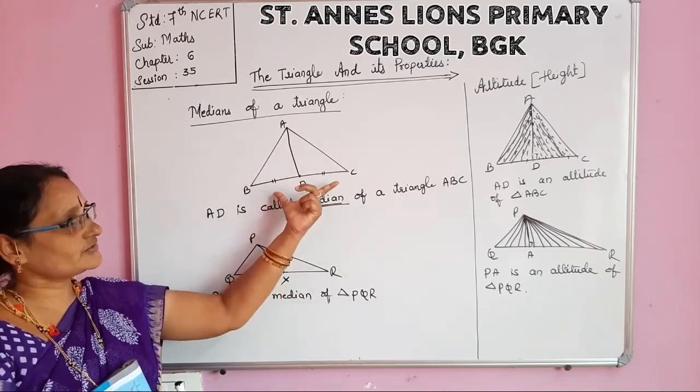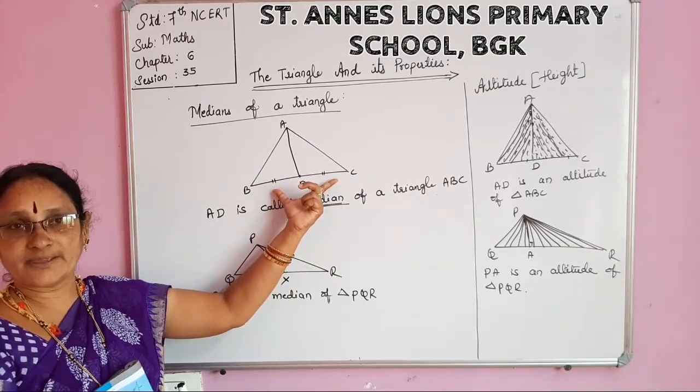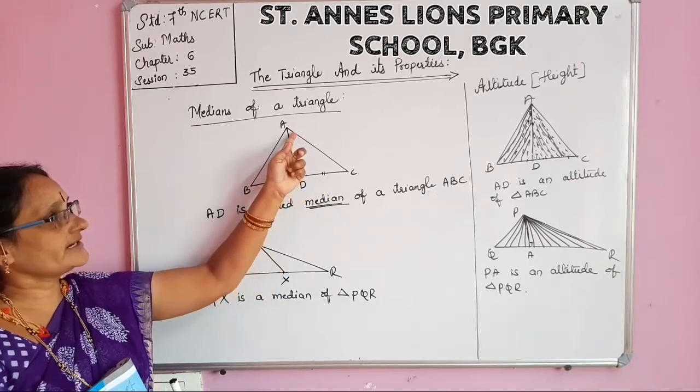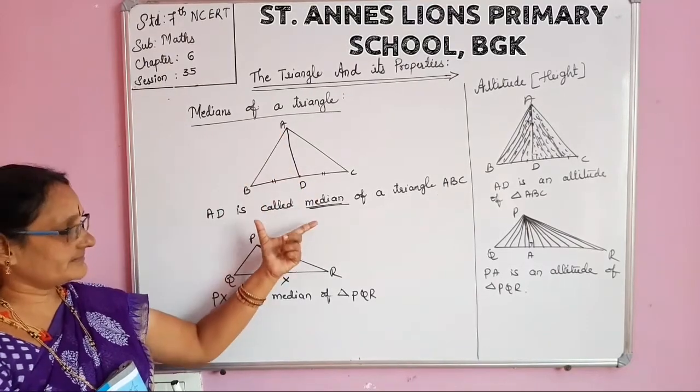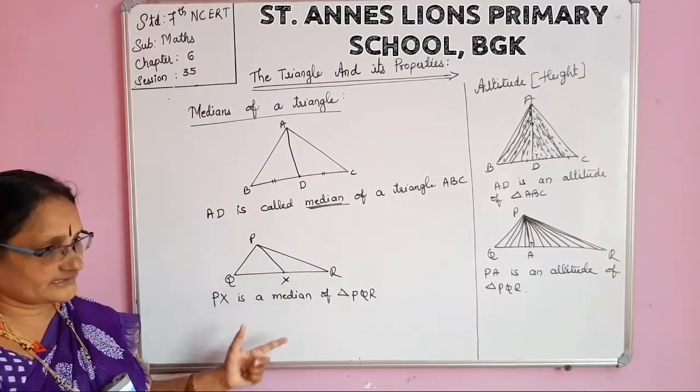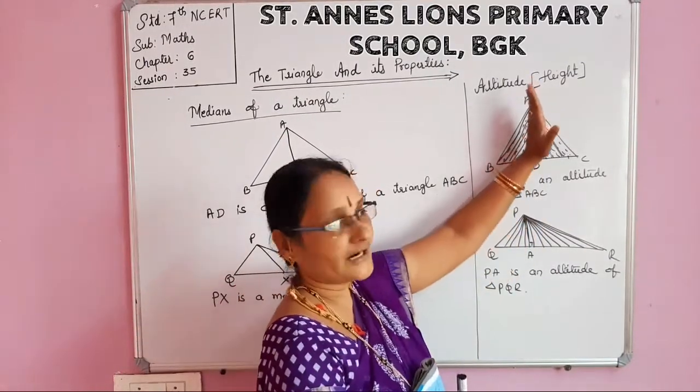Median is when you take the midpoint of the base and join the vertex and the midpoint with a line, and this AD is the median. Here also, PX is the median, but here the altitude is the height.